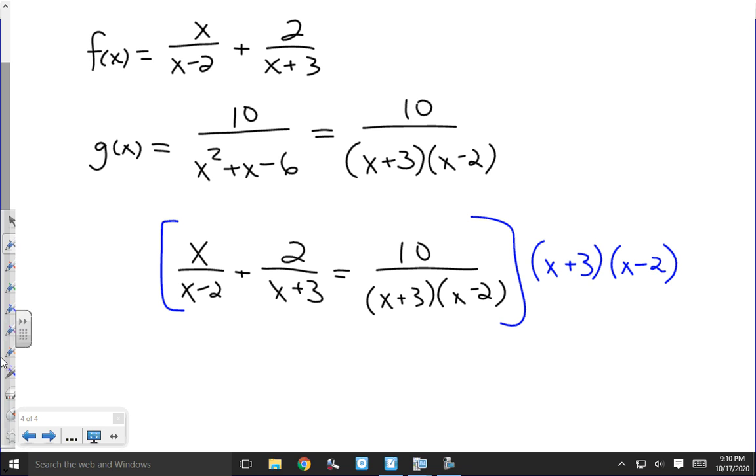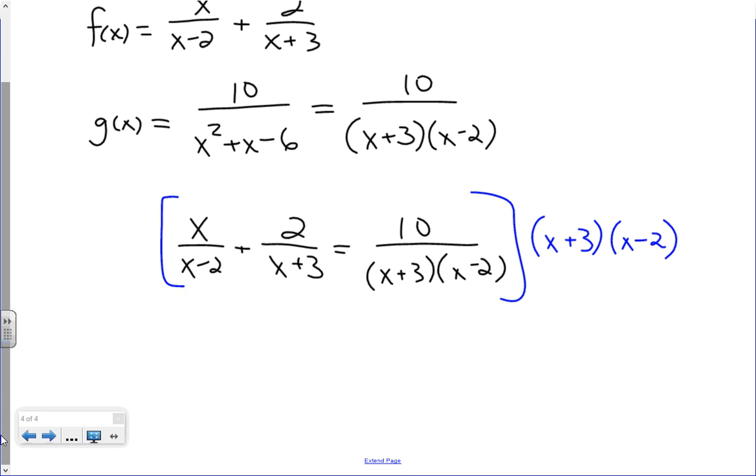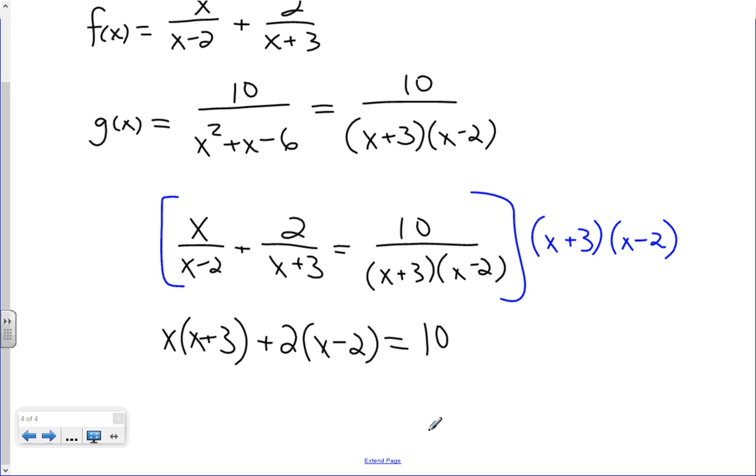So that's what we're going to do here. Notice what happens in this first fraction. The x minus 2 in the denominator will cancel with the x minus 2 that I'm multiplying by, and I'll be left with x times x plus 3. In the second fraction, the x plus 3's will cancel out this time, and I'll be left with 2 times x minus 2. And over here on the right, that entire denominator will cancel out with everything I'm multiplying by, and I'll be left with just my 10.